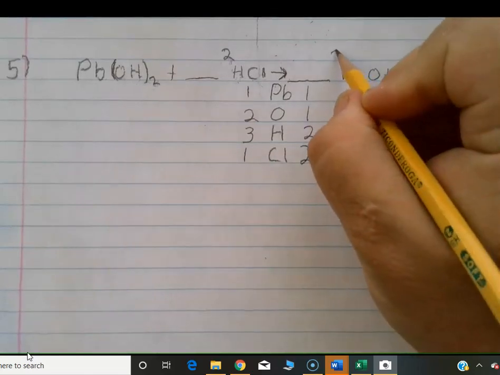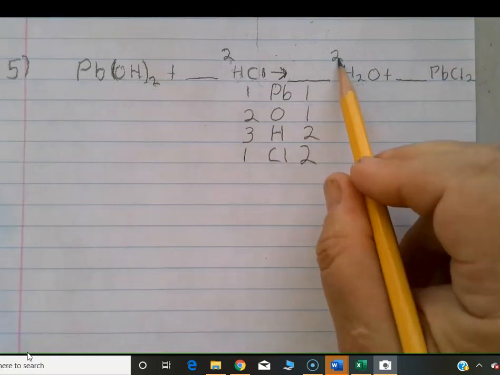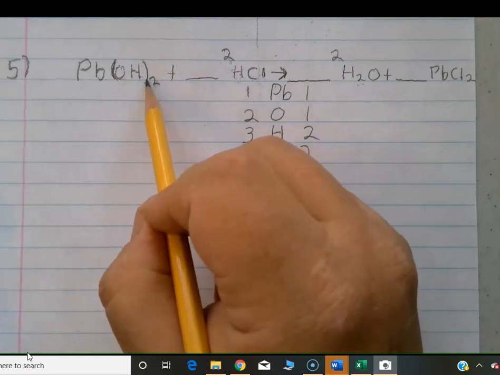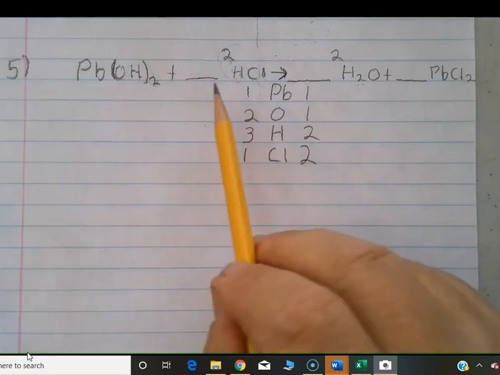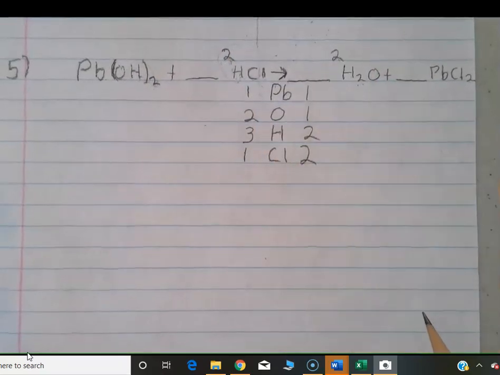So I'm going to put a 2 here. Now I have 2 times 2 is 4. I have 2 times 1 is 2, and 1 times 2 is 2. So 2 hydrogens on that side, that's a total of 4, and 4 hydrogens on this side.